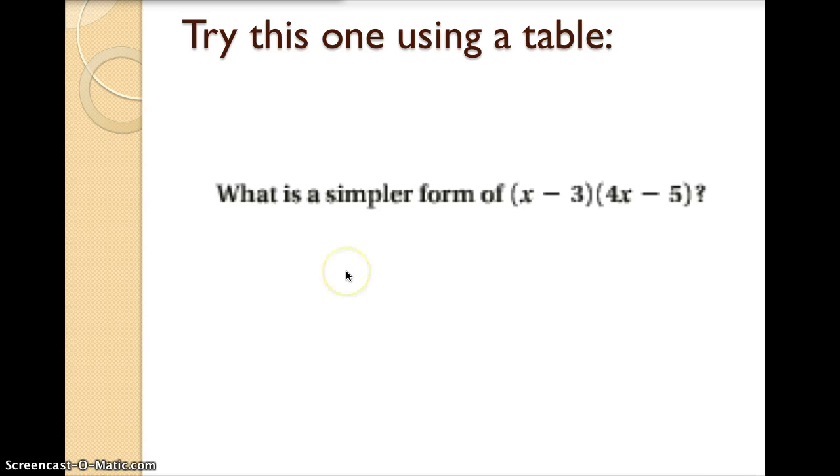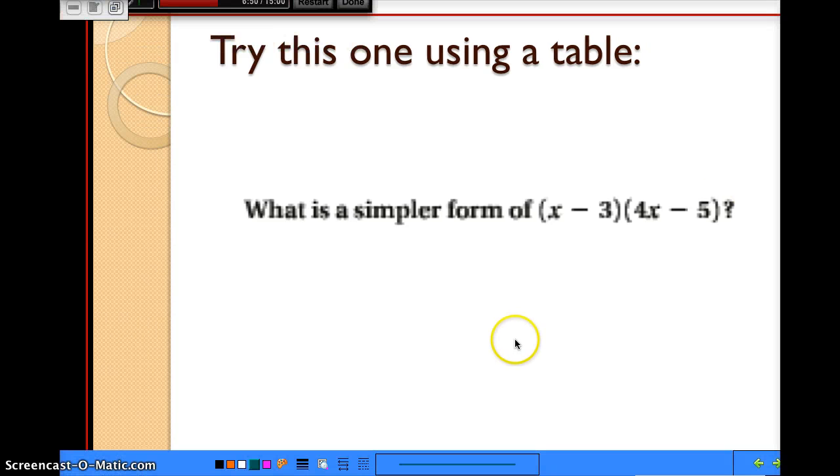All right, go ahead and try doing this one as a table now. Please pause me, do it yourself, and then resume to see how you did with it. Okay, go ahead and hit pause.